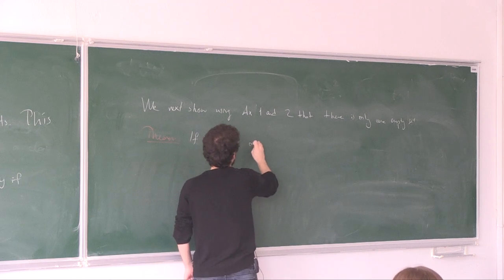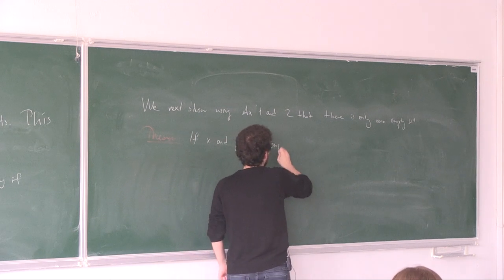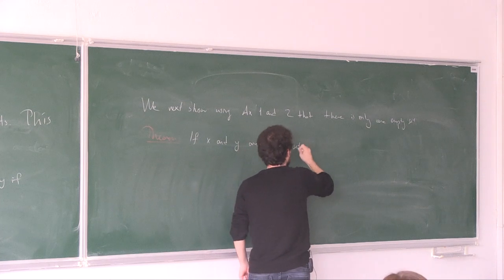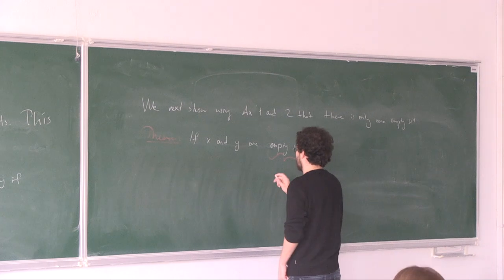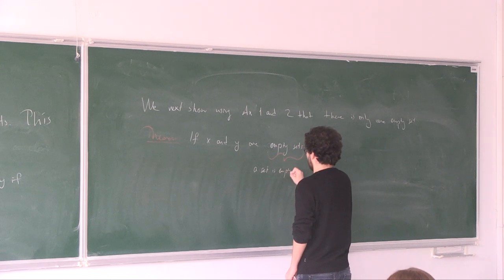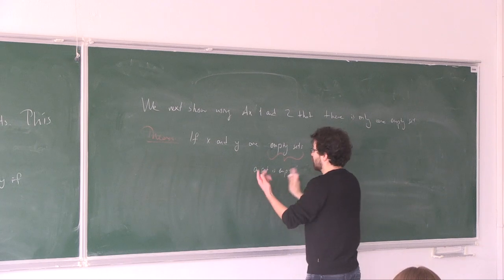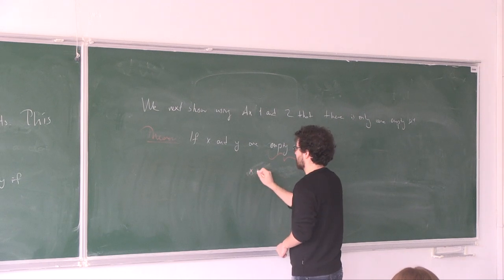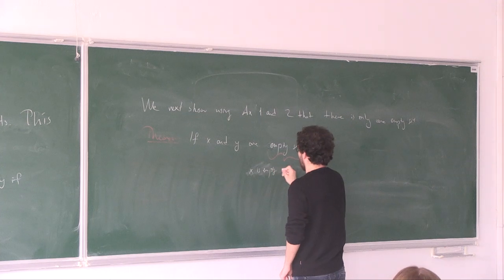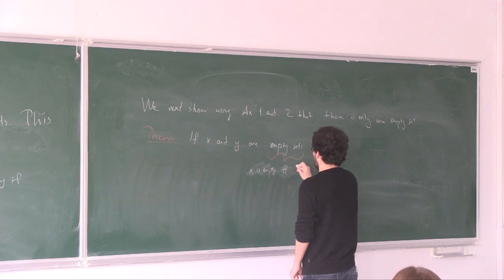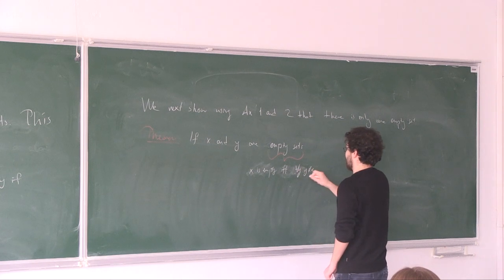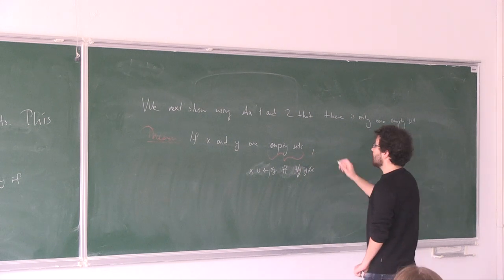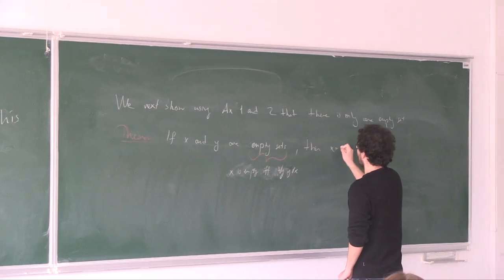If X and Y are empty sets, meaning that they contain no elements, so that means that, okay, a set is empty if it has no members. You know what it is. Well, X is empty if and only if it's not the case that for all Y, Y is not an X. That's better. If we have two empty sets, then they're the same.